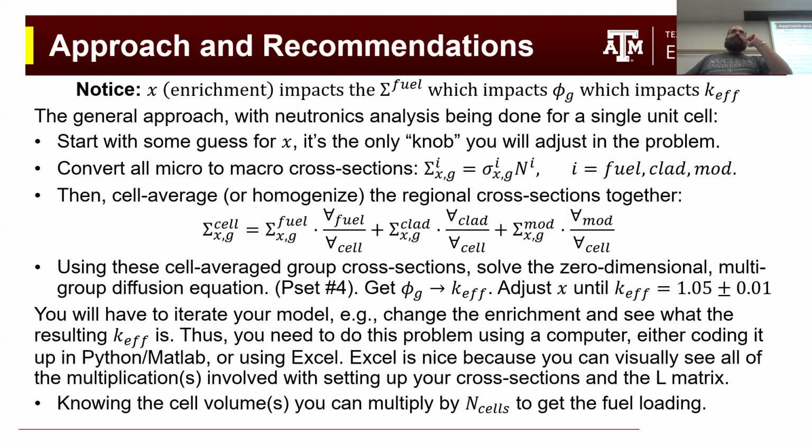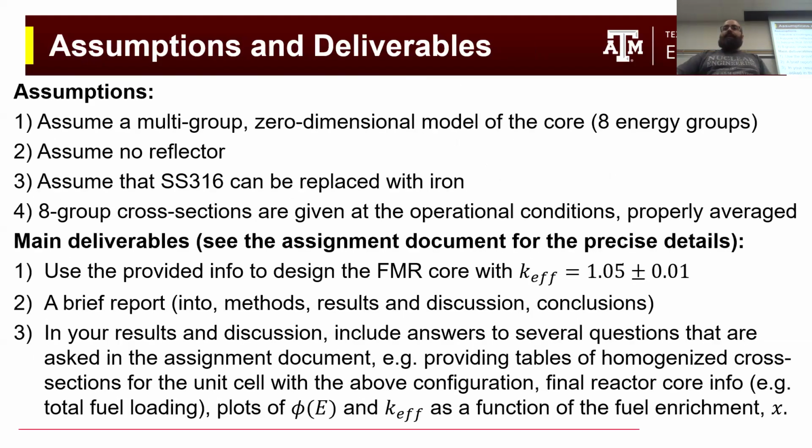So, do we have to show every version of X as we change it? Whenever you submit it, I would probably want just the final version. But one of the things that you're actually going to have to give me is a plot of K effective as a function of the enrichment. So that's another place where you're going to have to vary the enrichment to get K effective.